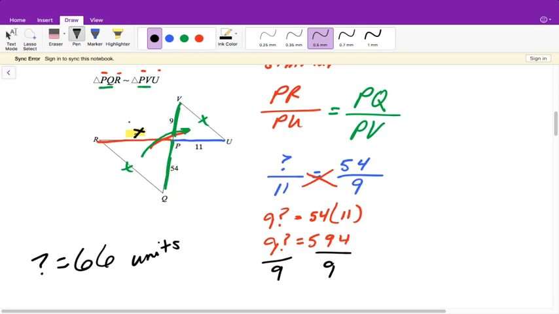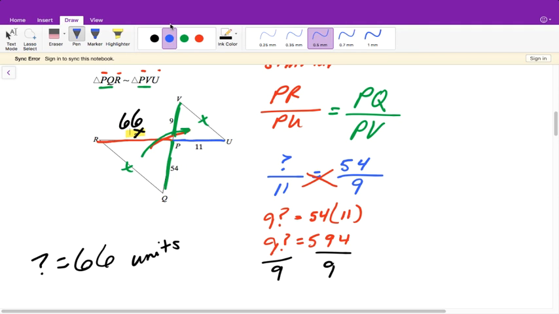So in here, instead of writing a question mark, we can say that this is 66. And if we want to check our work, we can put 11 over 66 and see how does it reduce, how does it simplify? And same thing with 9 over 54.